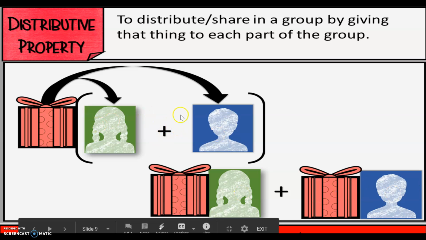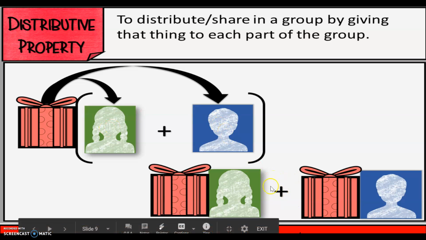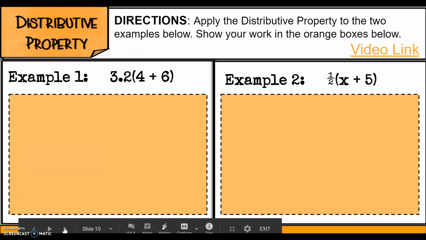And then since we were adding the girls and the boys together, we will continue to add after we multiply these two together, because once they're together like this, they're being multiplied, just like a variable and a number. Then we would add them together. So that's a good visual. And now we're going to apply that distributive property to the two examples below.